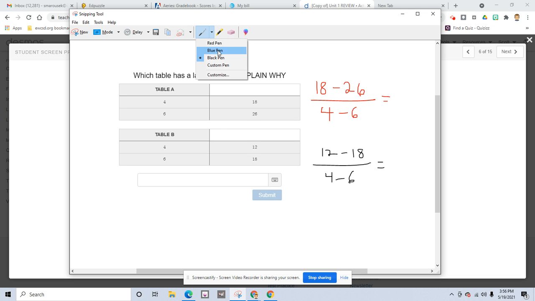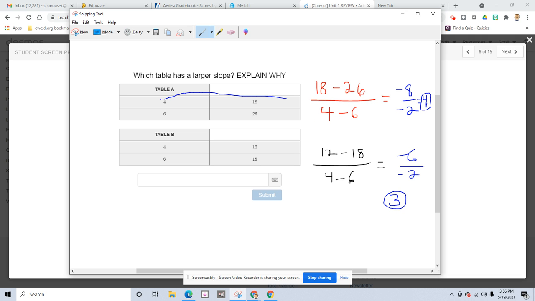And when I look at this, I see 18 minus 26. That's going to be negative 8. 4 minus 6 is negative 2. 2 over 8, 2 negatives, I get a positive 4. Okay. Here, 12 minus 18, negative 6. 4 minus 6, negative 2. Negative 6 over negative 2 equals a positive 3. And we've actually had this one recently. So which table's bigger? Table A.